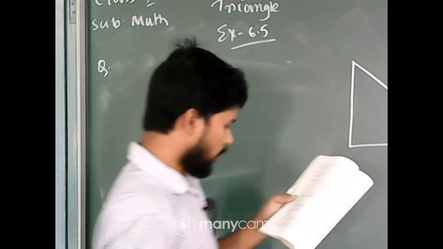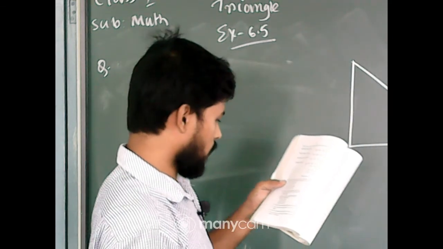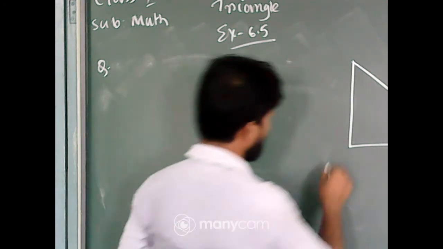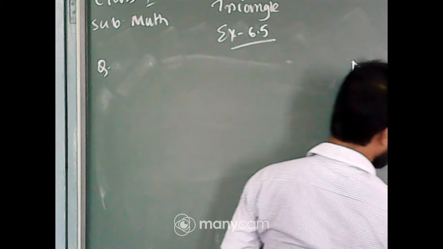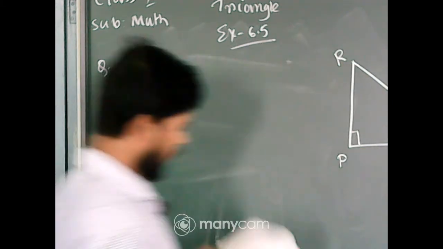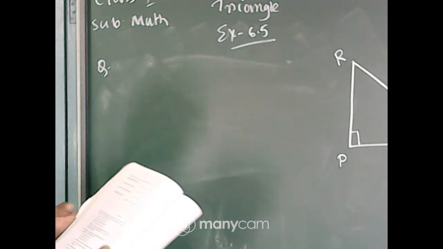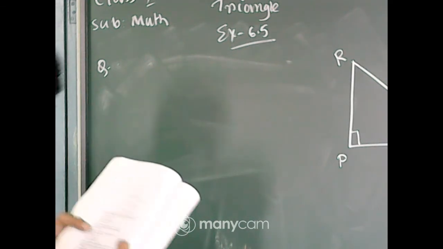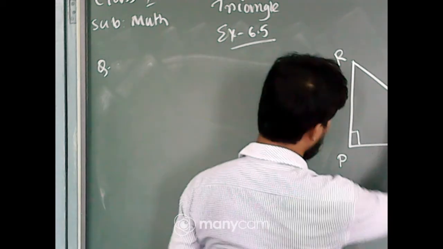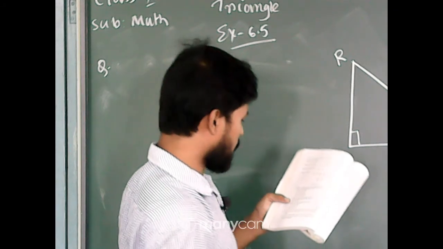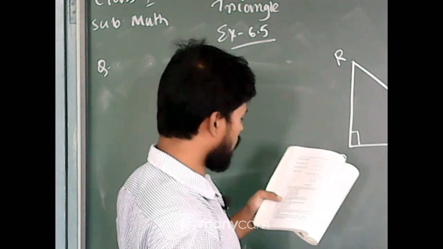Give it a name as PQR, right angled at the point P. So this is P, this is Q, and this is R. So this is a right angle triangle, right angled at point P, and M is a point on QR. So this is the QR side. Take a point M on it, such that PM is perpendicular to QR.